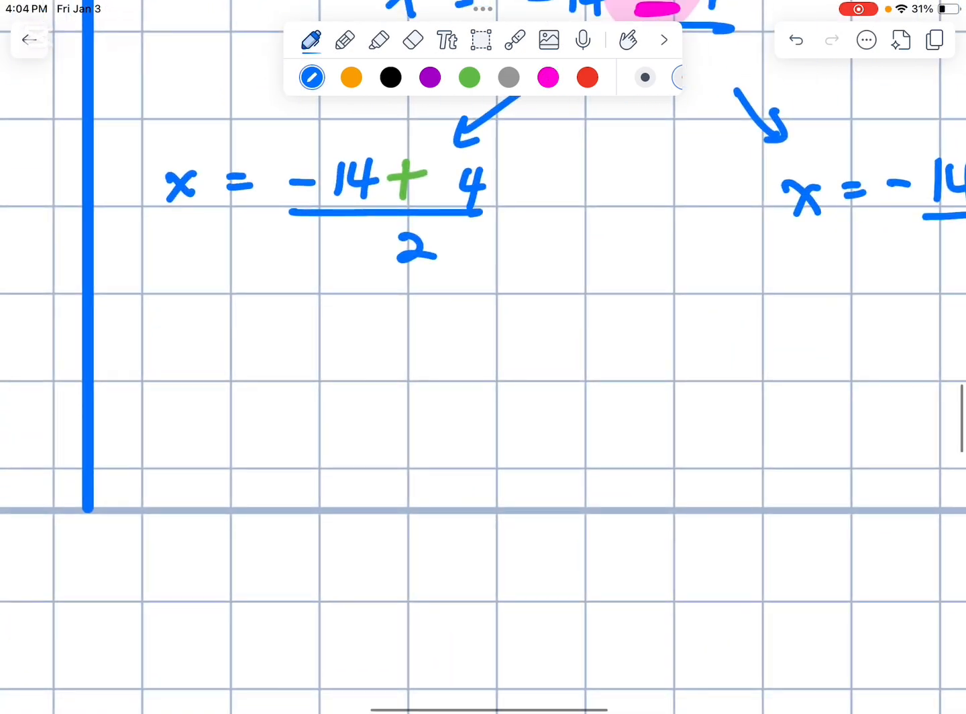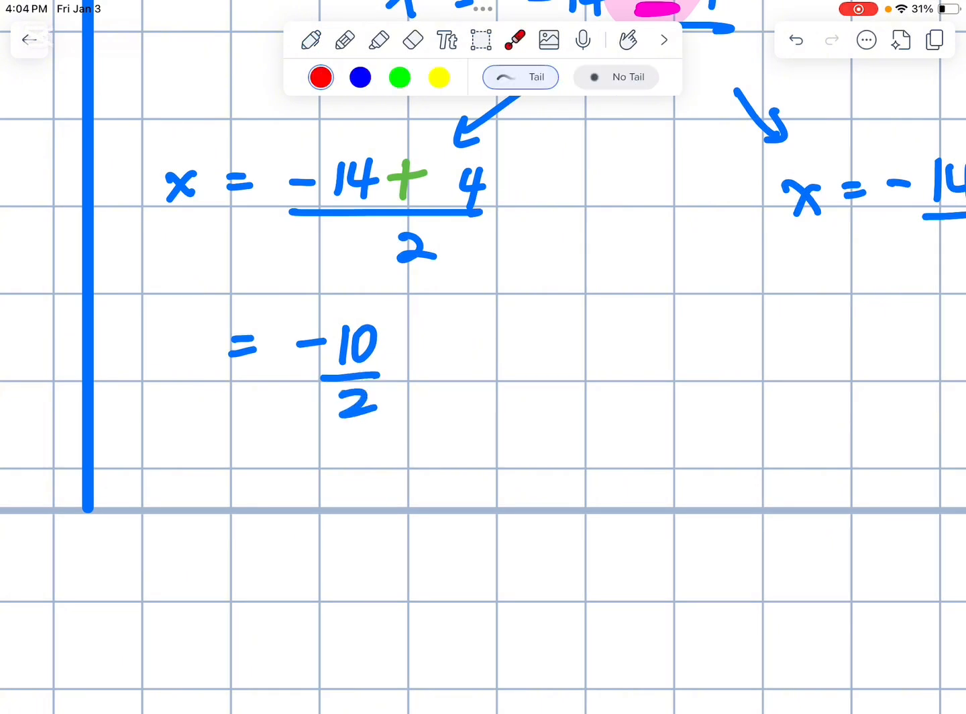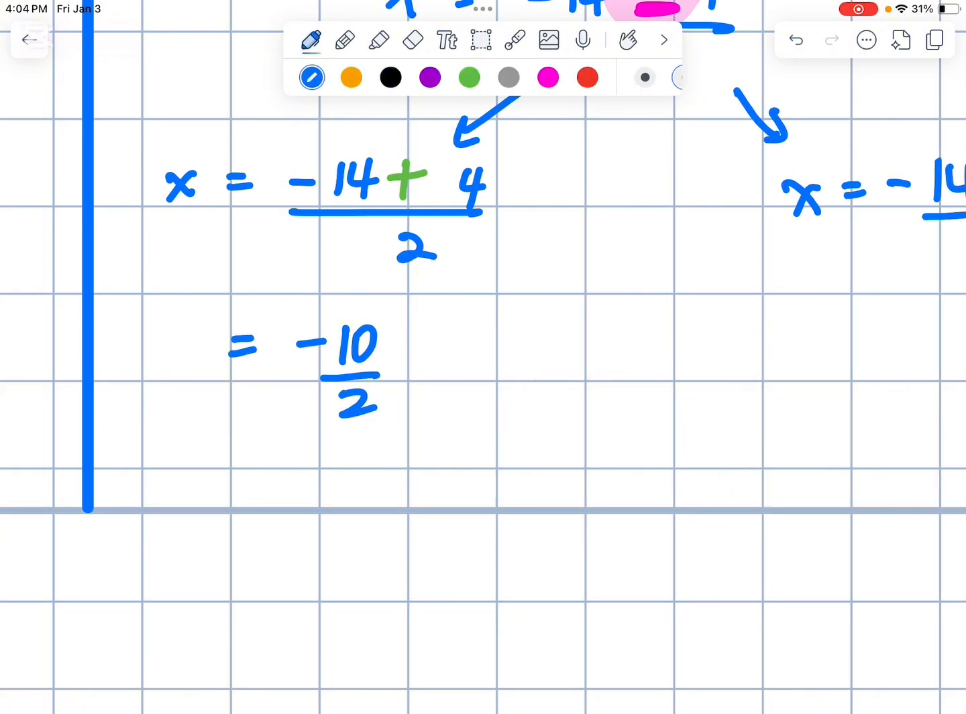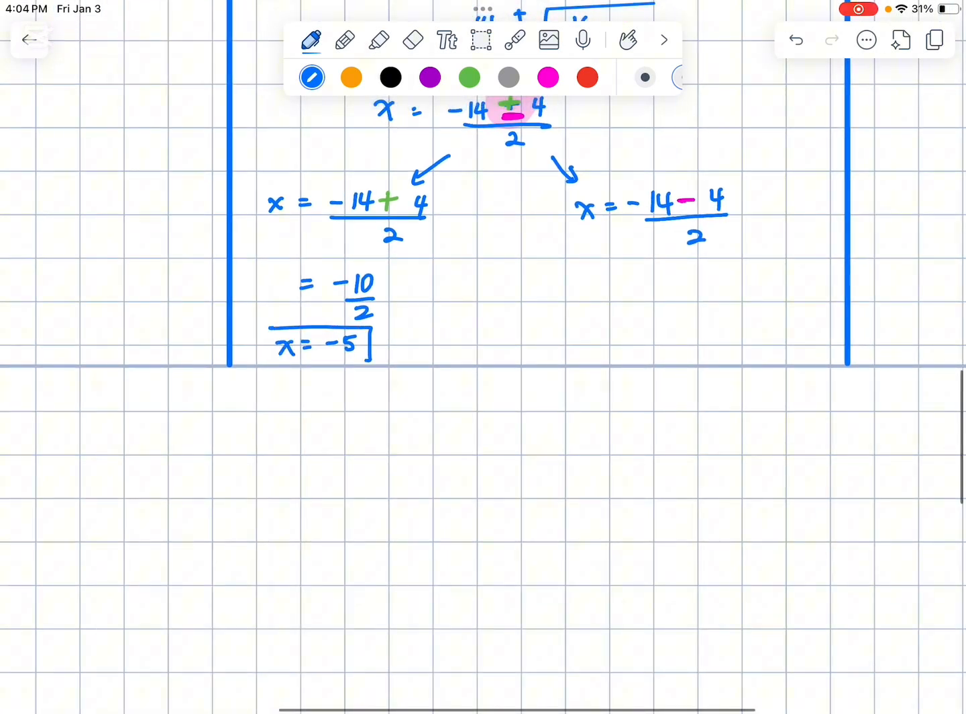Okay, if you're using your calculator, I'm hoping you can do this part in your head, but if you are using your calculator, make sure you hit equals first before you divide by 2. Otherwise, your calculator is super smart and does BEDMAS even if you don't want it to, and it'll just divide the 4 by 2. So I have a negative 5 as my answer, which is what we had on the left-hand side as well. And here I get a negative 9.